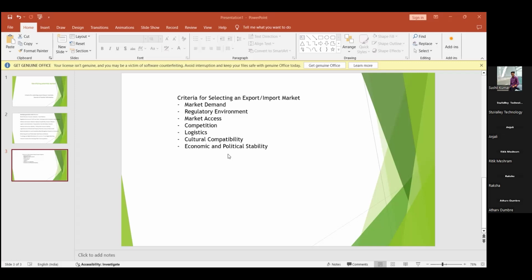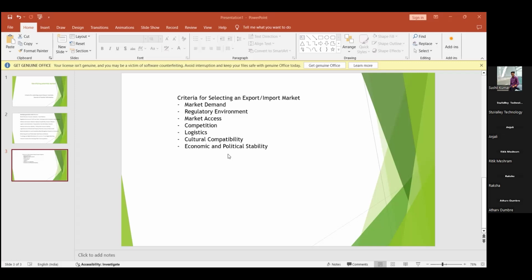Okay, next comes the regulatory environment. As I said, in Japan, for example, they have strict food safety regulations. As I gave one example of Europe for organic products, Japan also has strict food safety regulations. For example, organic honey, meat, and these types of standard products have a good market there. So here the regulatory environment comes in.